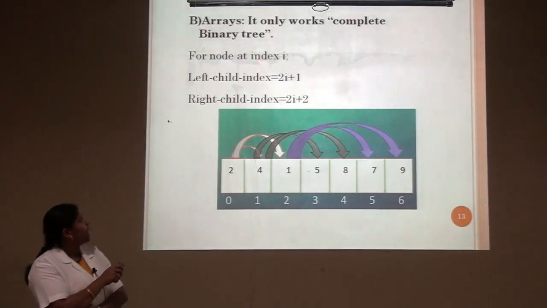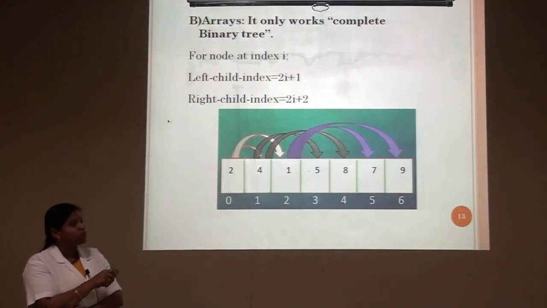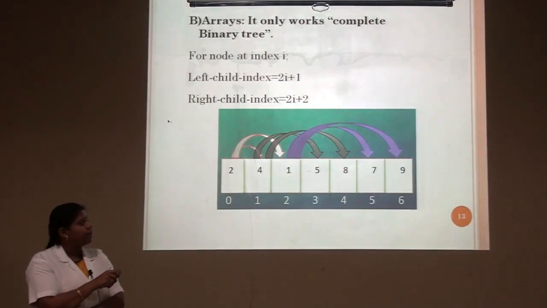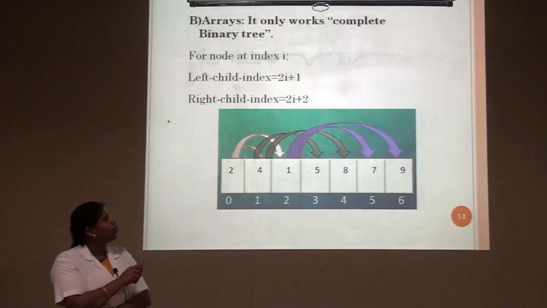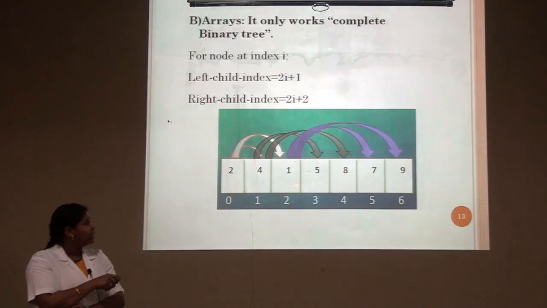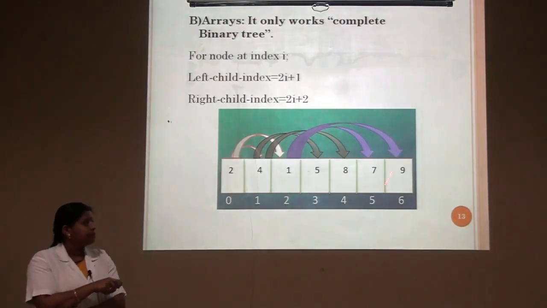For a node at index I, where should its left child and right child be placed? With the help of this formula, 2i plus 1 is used for storing the left child of I, and 2i plus 2 is used to store the right child of the node I. So the node I's left and right children are organized by using this formula. This is what an array implementation is. Here some sequential arrangement is available.